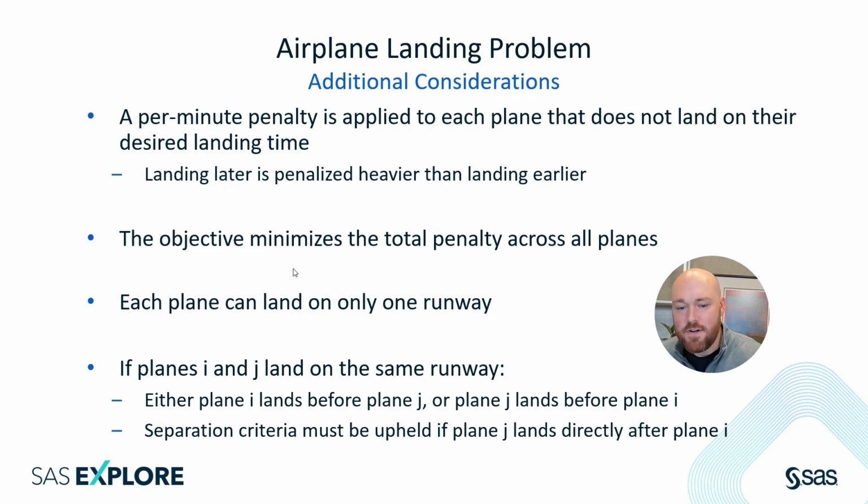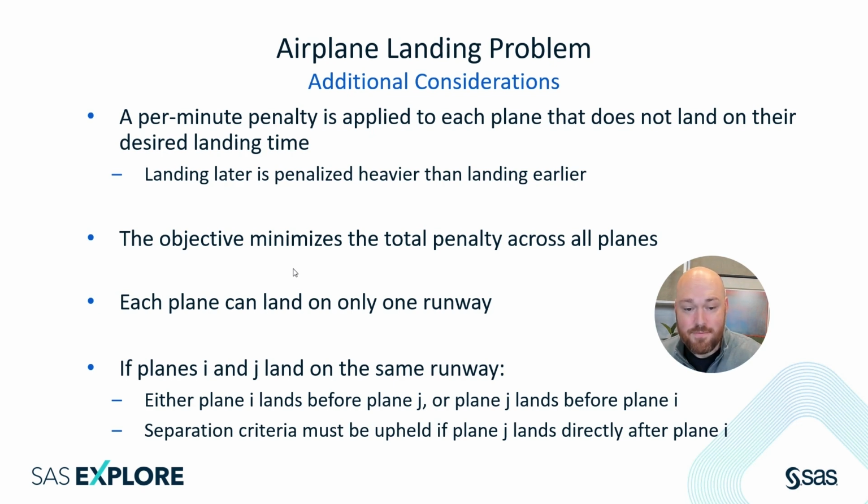Next, the objective function minimizes the total penalty across all planes. So in the example we saw a moment ago, the overall objective function value would be 0 because every plane landed exactly on their target time. But when that's not the case, we want them to land in such a way so that each plane is assigned to one runway, the separation criteria is upheld, and that objective value, or rather the total penalty across all planes, is as small as possible.